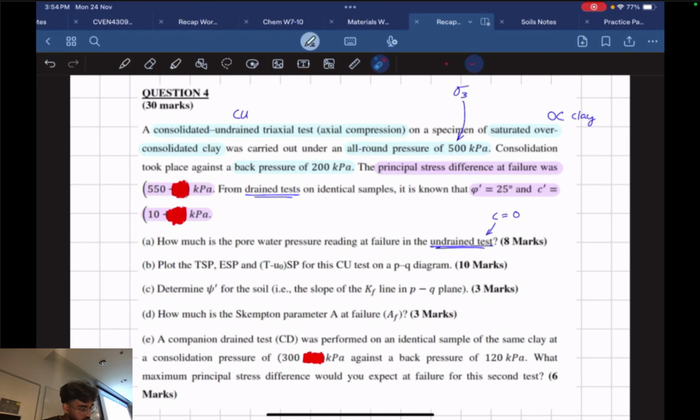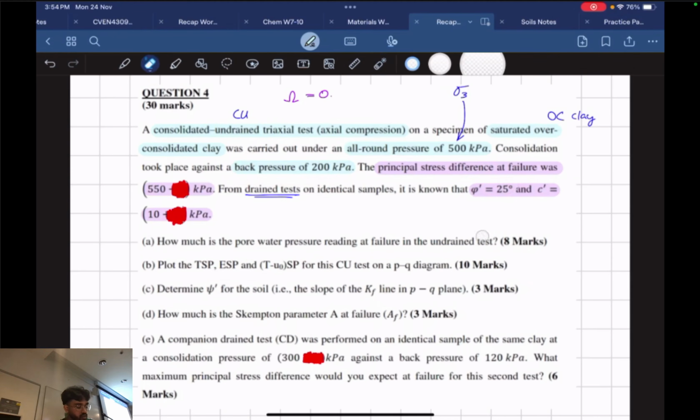They've also given us some standard values for our friction angle and our cohesion, which are given to be 25 and 10. Originally there was a bit of an omega here, but I'm just letting omega be 0. This is a value depending on your student ID that they used to give you when it was online. So, how much is the pore water pressure reading at failure in the undrained test?